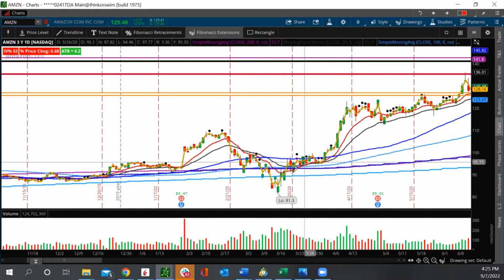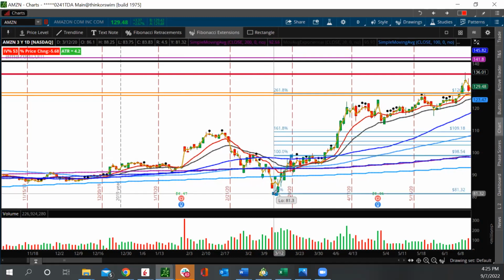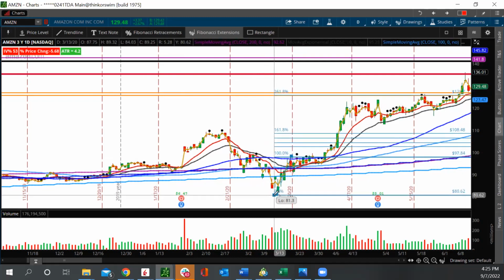This is back in 2020. Threw these on here, and these lines where price is currently holding align perfectly with that 261.8 level when I threw on the Fibonacci extensions, when I was trying to figure out where price can go here. And I'm just not seeing exactly where. Oh, there we go. Okay, it must have been that level right there.